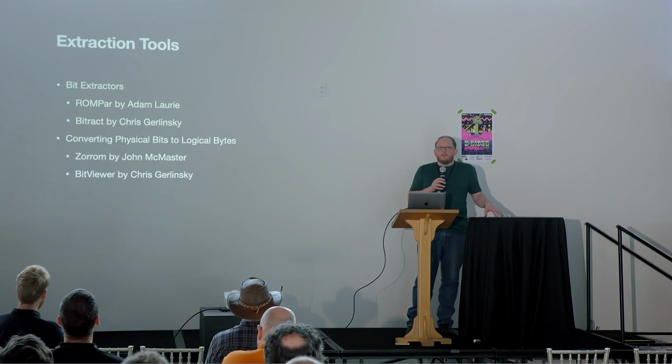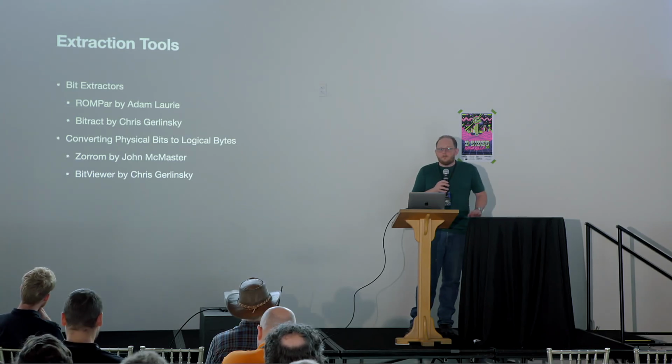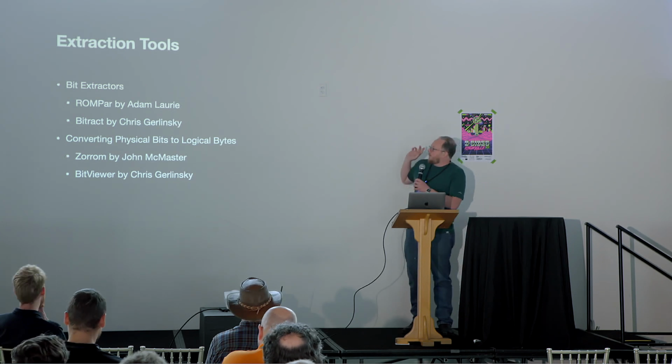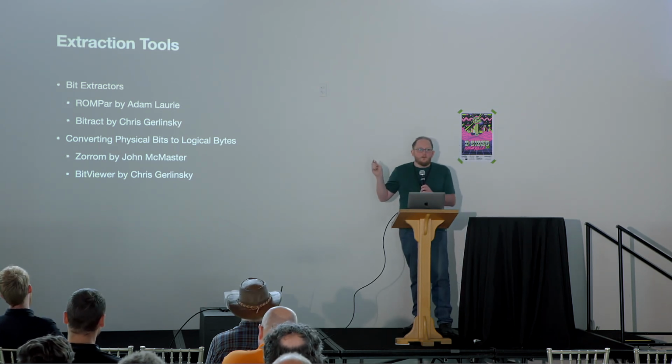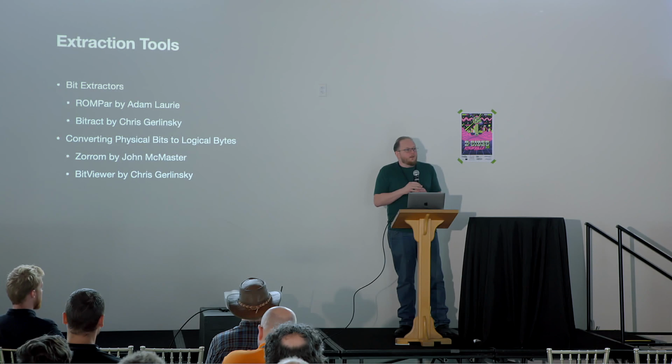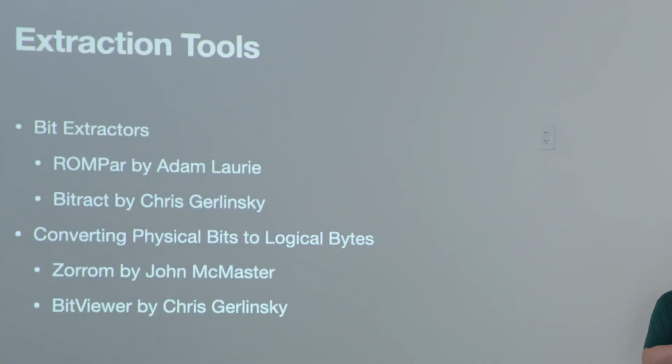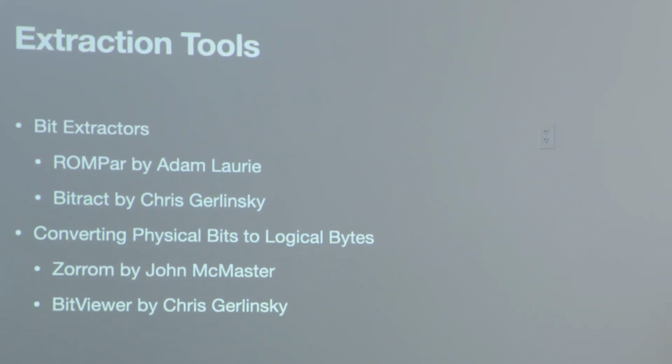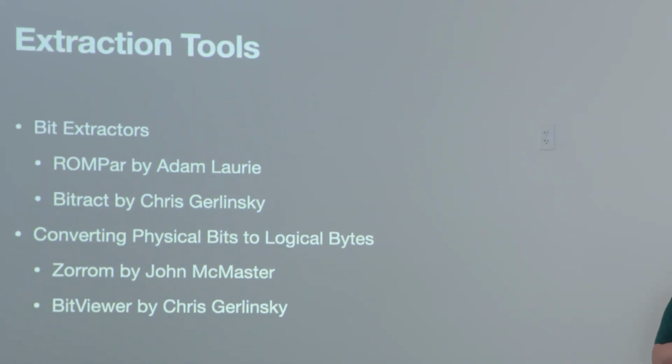Now, I'm not the first one to build technology like this. There are basically two tools that you need in order to read a Mask ROM from the photograph. The first thing that you need is a bit extractor. The bit extractor, ROM par by Adam Laurie and bitracked by Chris Gerlinski are prior art for this. And the Mask ROM tool that I'm talking about today is my replacement for these tools.